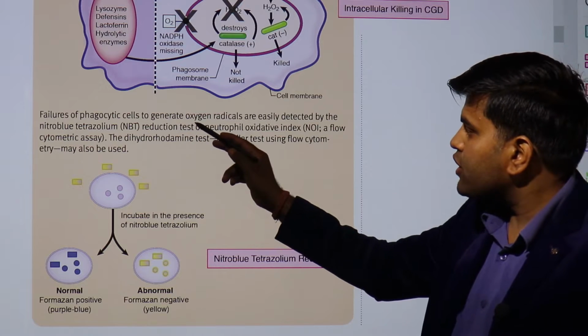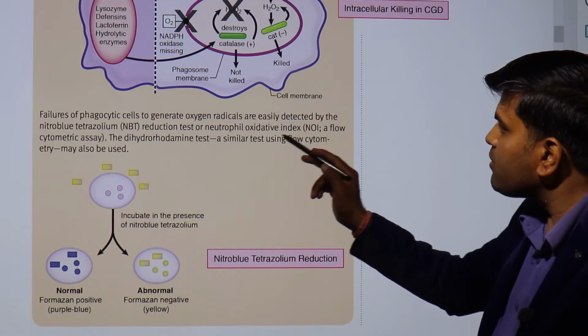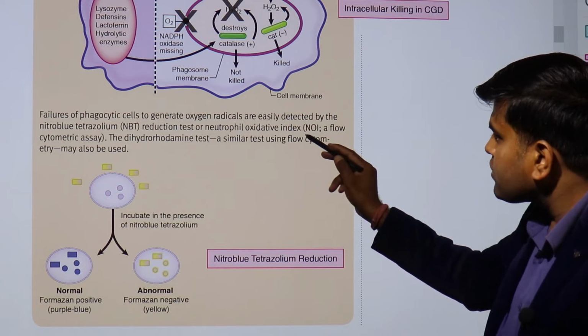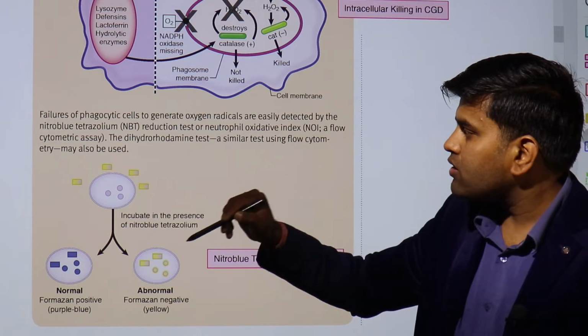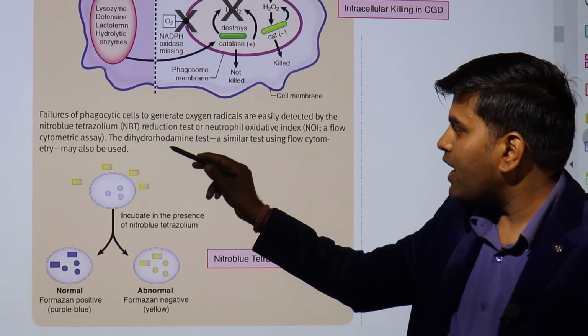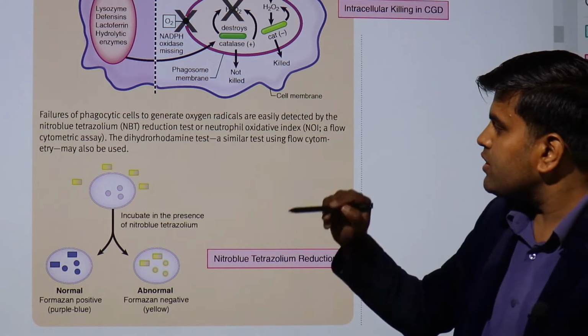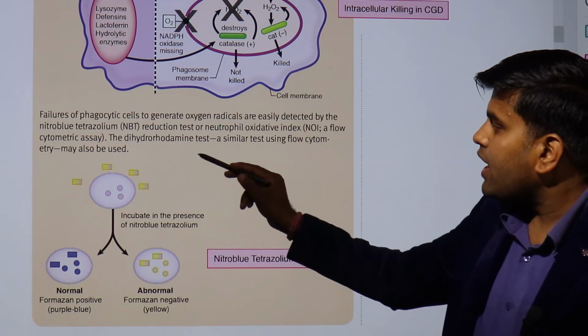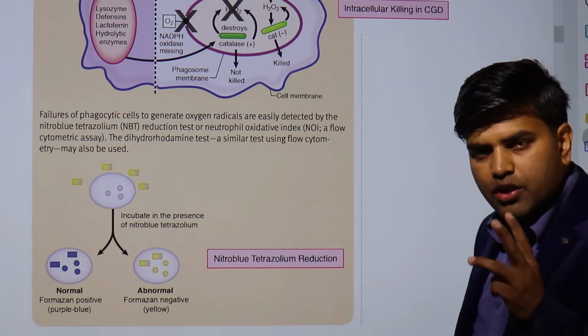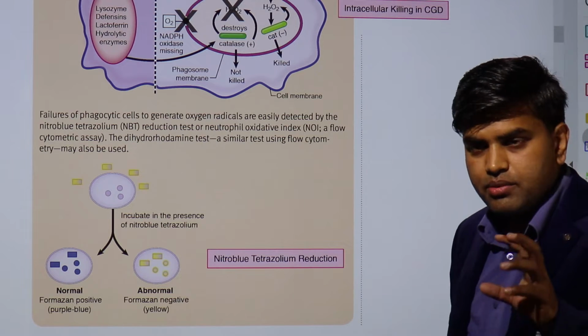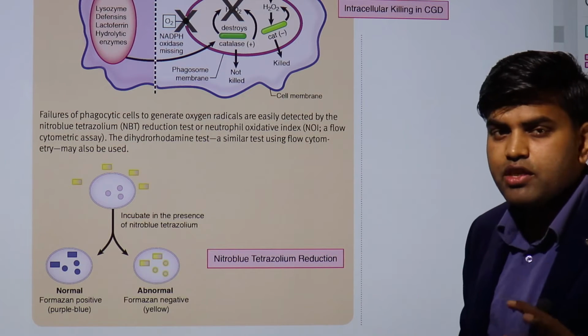The failure of phagocytic cells to generate oxygen radicals is easily detected by the nitro blue tetrazolium reduction test, or the neutrophil oxidative index, flow cytometry assay, or dihydrorhodamine test. So there are 3 tests: the NBT test, the NOI test, and the dihydrorhodamine test. These 3 tests can be used to detect whether NADPH oxidase is missing or not.